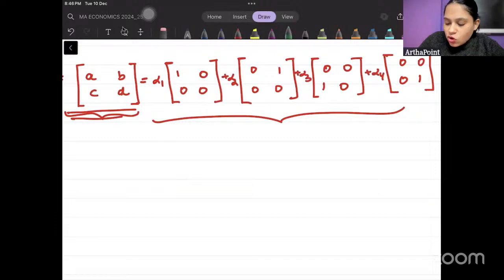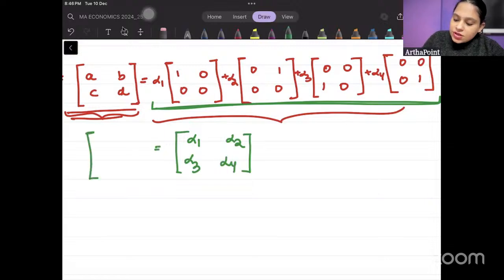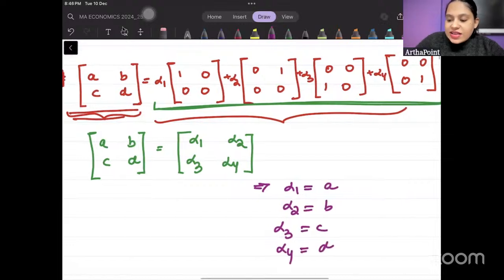So I can say alpha 1 plus alpha 2 plus alpha 3 plus alpha 4. And if you solve this, what will you get? You will get alpha 1, alpha 2, alpha 3, alpha 4 equal to A, B, C, D. It means that it will give you alpha 1 as A, alpha 2 as B, alpha 3 as C, alpha 4 as D. So as these alphas take different values, you will be able to generate different matrices.